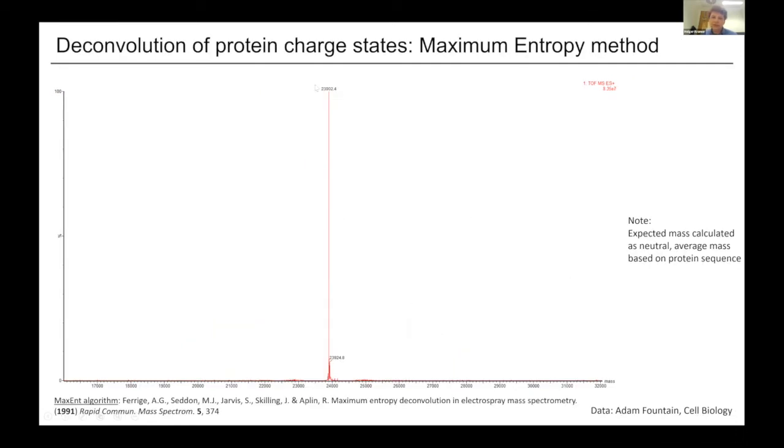What I'm showing here is that if you apply a mathematical operation, in this case the maximum entropy method or MaxEnt algorithm, you're able to convert this whole series of different charge states into the singly charged ion. And that will significantly facilitate and simplify the analysis. If the instrument is well calibrated, then you would expect a very close match between the expected mass and the observed mass. In this particular experiment, that was indeed the case. Here, the expected mass is calculated just from the primary sequence of this protein, and the observed mass was measured in the experiment.